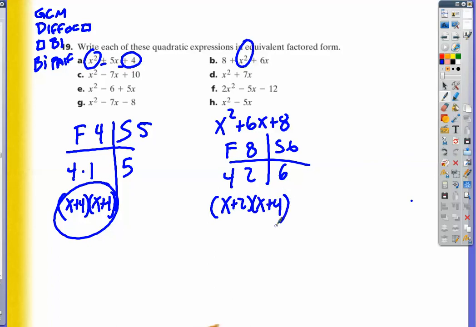For C, same process. Is there a greatest common monomial? No. Difference of squares? No. So we're back to our factor sum table. What two numbers multiply together to get 10 but add to get negative 7? So 10, well, we have 5 and 2.